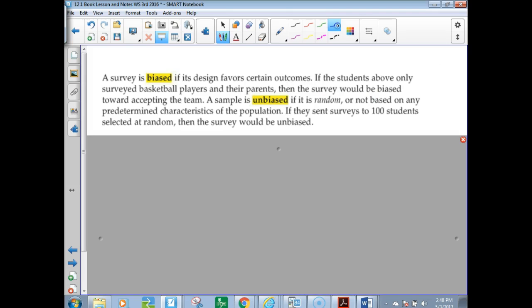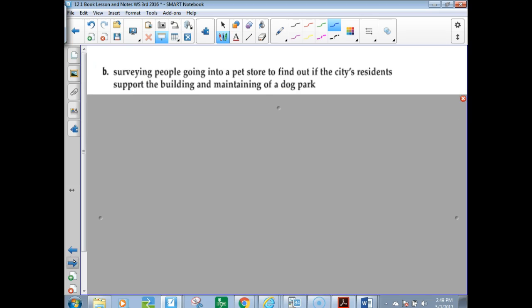Why? They're biased towards accepting the team because their kids play basketball. So of course they'd want there to be a team, right? So you would want to survey more people than that. A sample is unbiased if it's random, or not based on any predetermined characteristics of the population, like saying parents of basketball players. If they sent surveys to 100 students selected at random, then it would be unbiased. We need to know the difference between a biased type of survey and an unbiased one, and experiments as well.